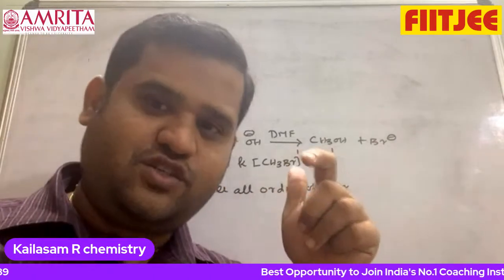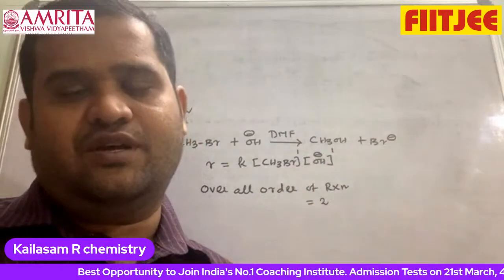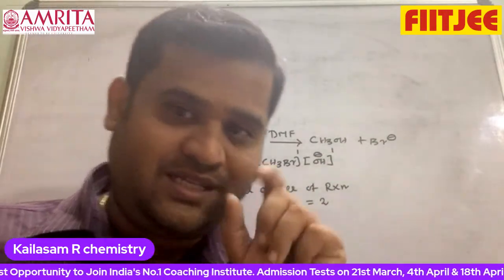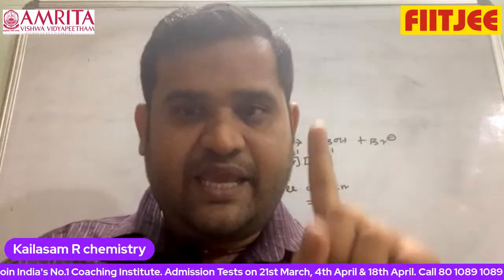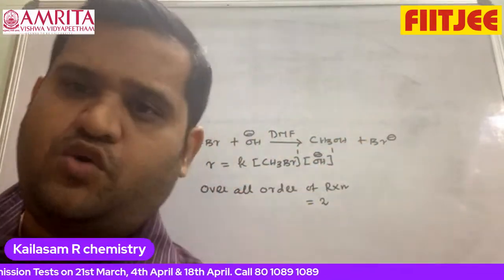Suppose the reaction is complex, or the reaction takes place in more than 2 steps. So what do we have to do? That's the reason I told you the order of reaction can be found out experimentally. How is that? Look at this. I want to take one example.